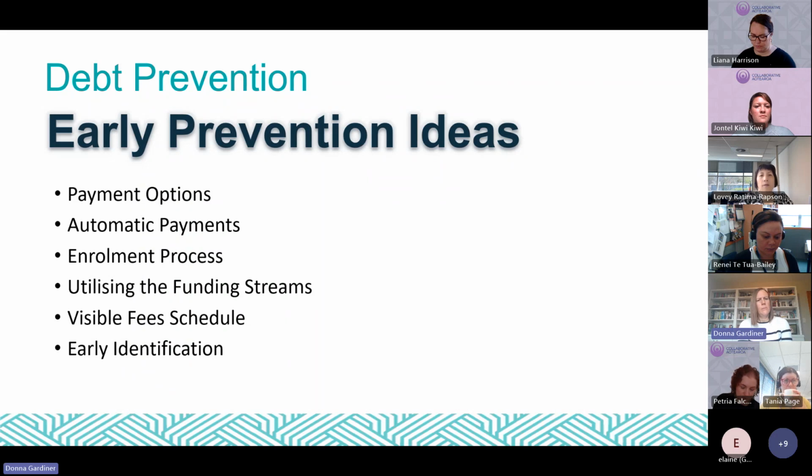The enrolment process, so making sure it's part of the enrolment process that you talk about your payment expectations, so it's nice and clear up front. And at that point, you might be able to think about whether an automatic payment's the right thing for that person as well.